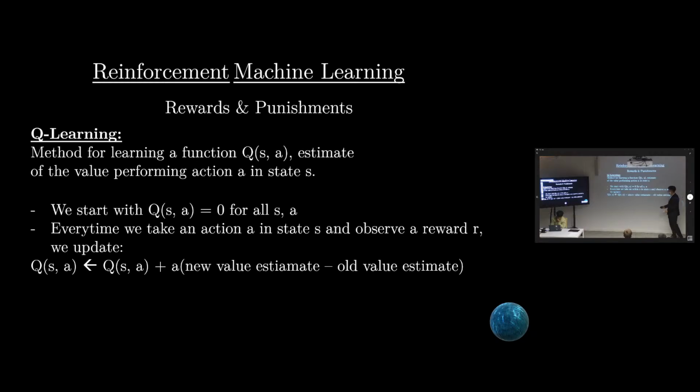So the new value estimate is just the current reward plus the maximum of all possible future rewards, right? So our estimate is the reward that we're going to have now, plus future rewards that I could possibly have, and I take the maximum of them because I want the highest reward, of course. And then the old value estimate is, of course, Q(S, A) itself. Then again, I repeat the whole process until at some point Q(S, A) converges.